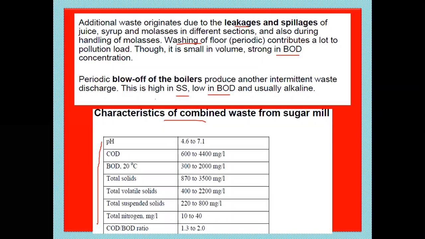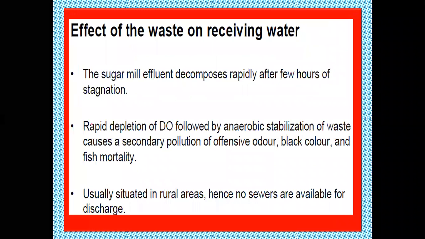So for every industry you can write these points: the pH value, the COD value, the BOD value, the total solids, the total volatile solids, the total suspended solids, total nitrogen and BOD to COD ratio. If you get a question on these characteristics for any company, don't forget, keep this in mind. You can write these points for all the industries. Next, what are the effects?